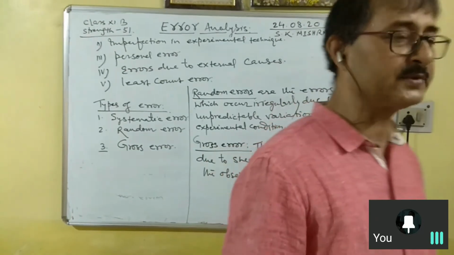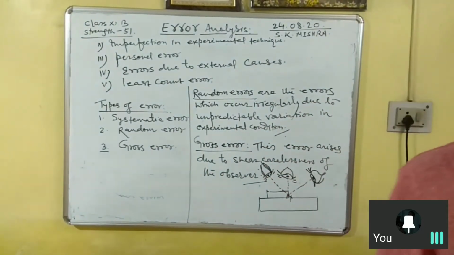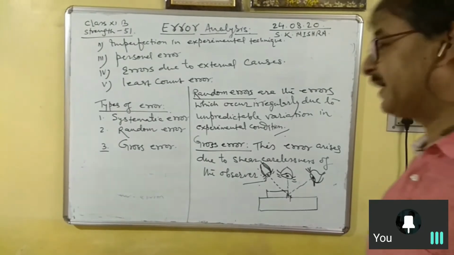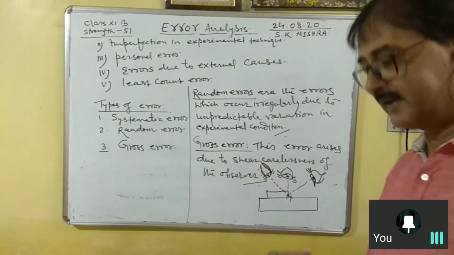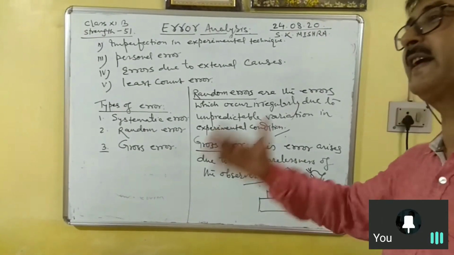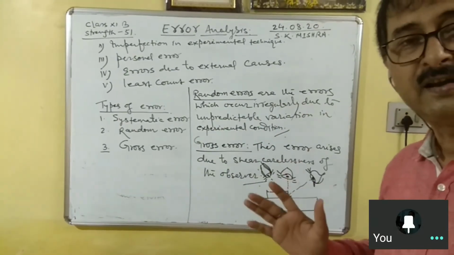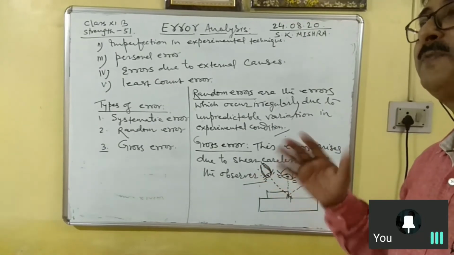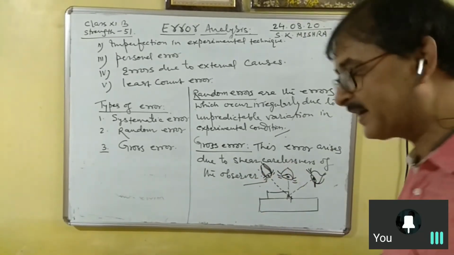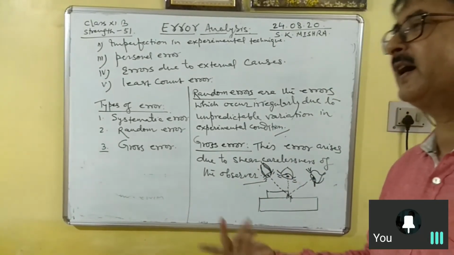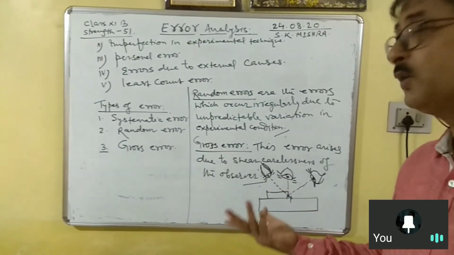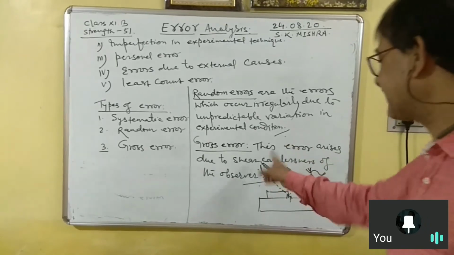Gross error is due to casualness of the observer. Sometimes it happens that the observer, say in Ohm's law, current is going through the resistance and the resistance becomes heated and heated. Then finally, after 2-3 minutes, after 5 minutes, he takes the reading. Obviously, the parameter will change and the resistance will change. So why does it occur? Because of sheer carelessness.